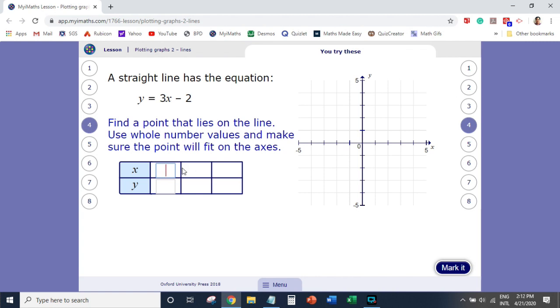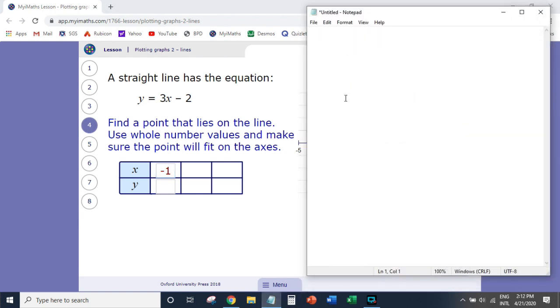Okay, so let's say I will use negative 1. If that is negative 1, then let's do the process. Let's say we have here the equation y equals 3x minus 2. You can copy this in your notebook. And then change our x into parentheses with negative 1 because we assigned x as negative 1. So negative 1 there, and then minus 2.